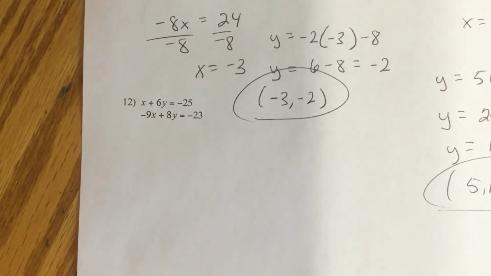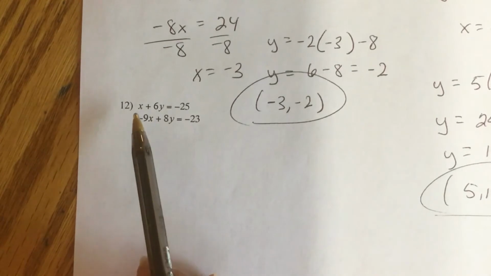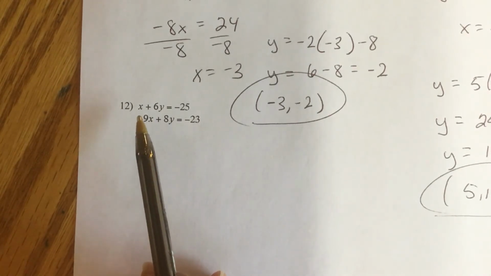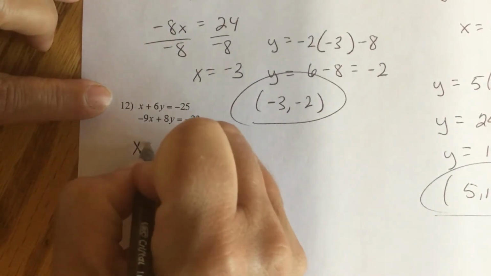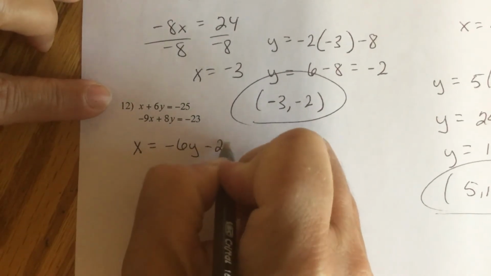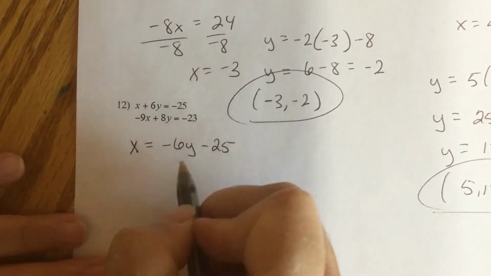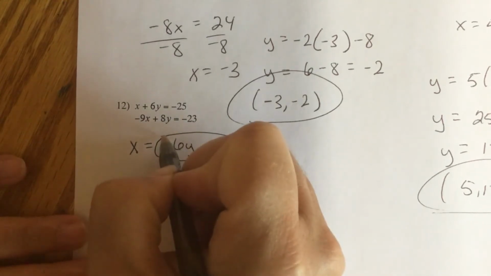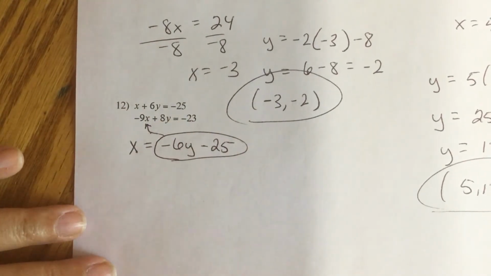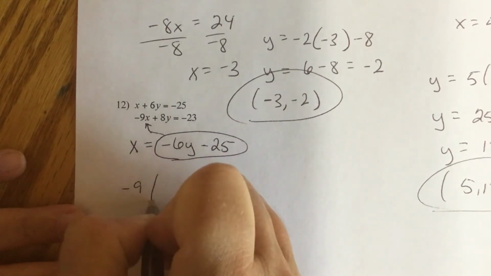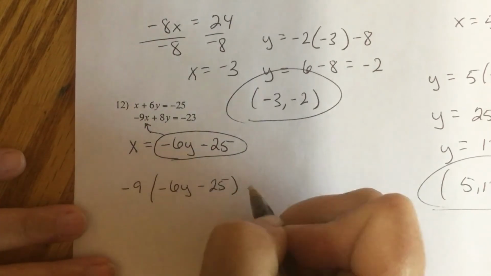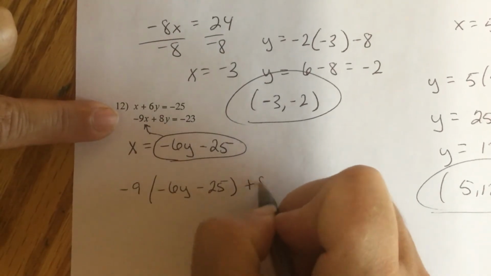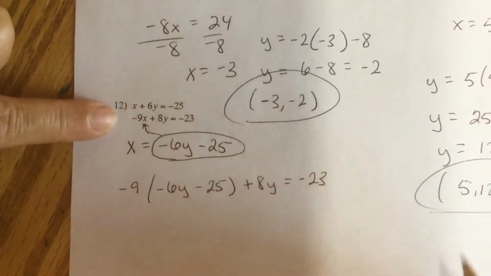On this problem, you don't have a letter that's completely alone. You don't have y equals or x equals, but you do have an x that's all by itself, so it's really easy to get it alone. You just move the 6y over to the other side. So we're going to make this equation x equals negative 6y minus 25. Then we're going to take that, which is what x is equal to, and plug it in for x in the other equation. So you're going to have negative 9 parentheses, and then what x is equal to, negative 6y minus 25, and then finish your equation, plus 8y equals negative 23.